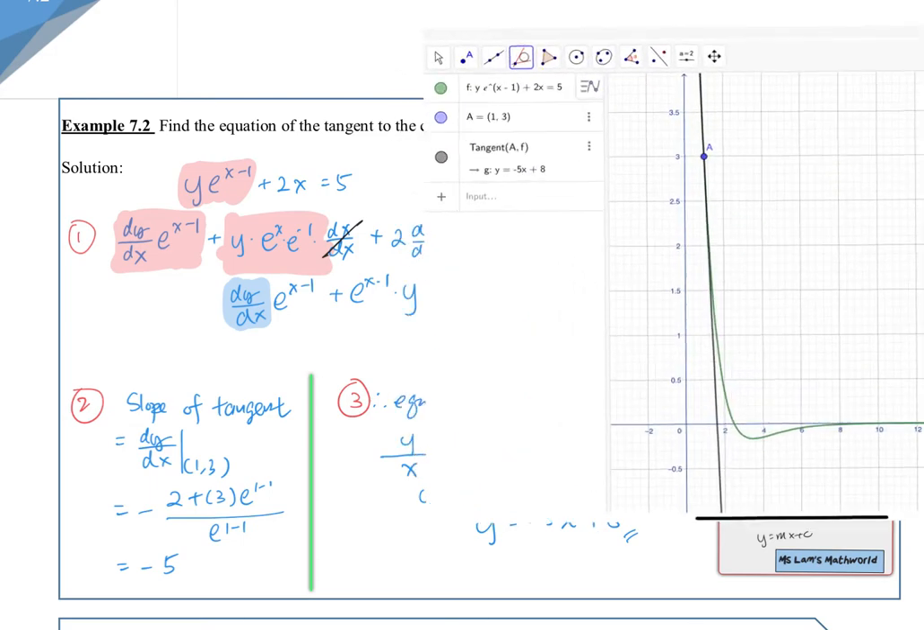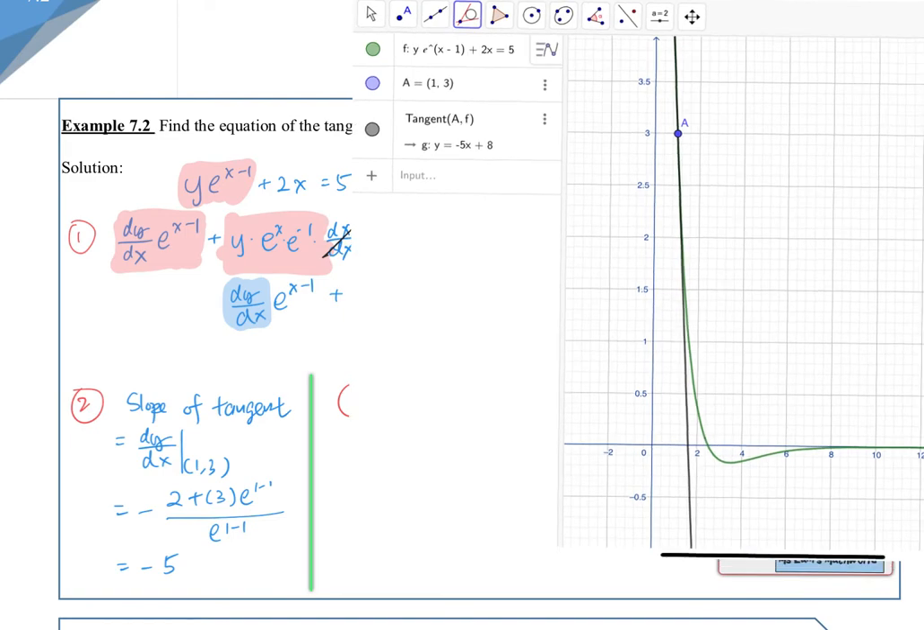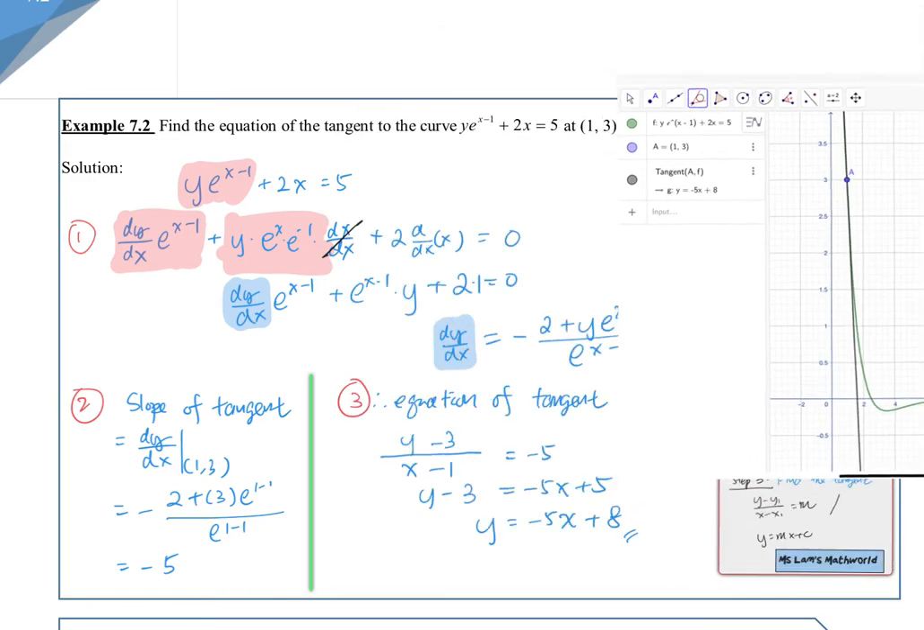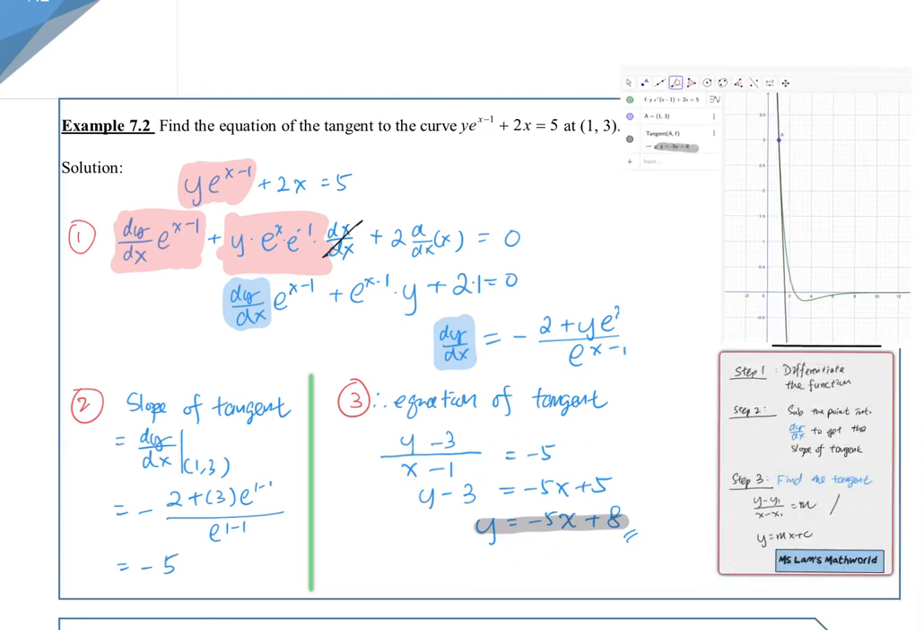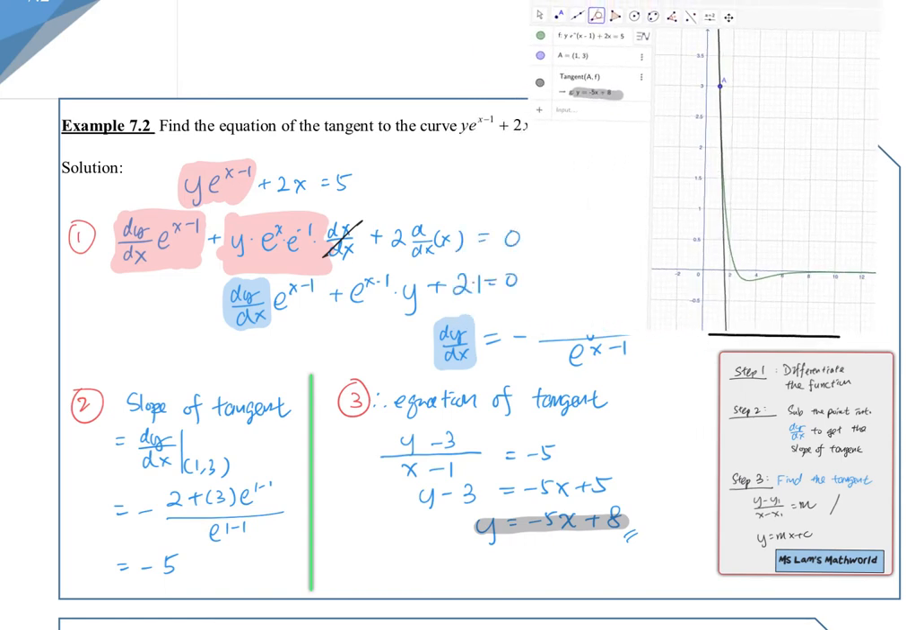So let's check the answer. Here, negative 5x plus 8. They are exactly the same. Alright, so in this example, it's similar to the last one. That means we are already given the point, so we just need to differentiate, get the slope, and then find the equation of tangent. As what we have done in Form 4, right? An equation of straight line. The concept is the same. So you may also take time to have a look at the graph to get a better sense of tangent.